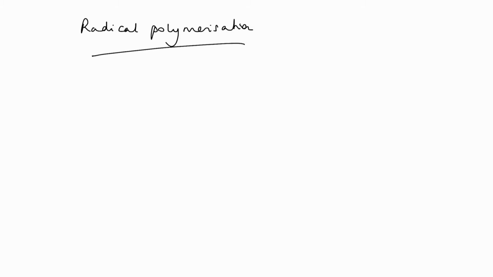Radical polymerisation is the mechanism by which we make addition polymers. So I am thinking of polymers like polythene or polyethene, polyvinyl chloride, polystyrene, which are all polymers that I'm sure we have heard of.